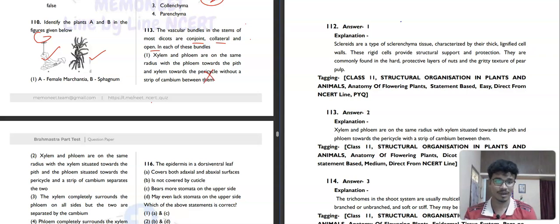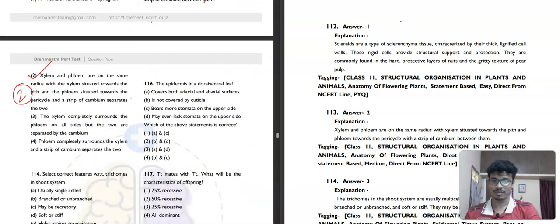So xylem and phloem are on the same radius with xylem situated towards the pith and phloem towards the pericycle, with a strip of cambium between them. Okay, so the second option will be the correct answer for this question. Question number 130. Next is question number 140.